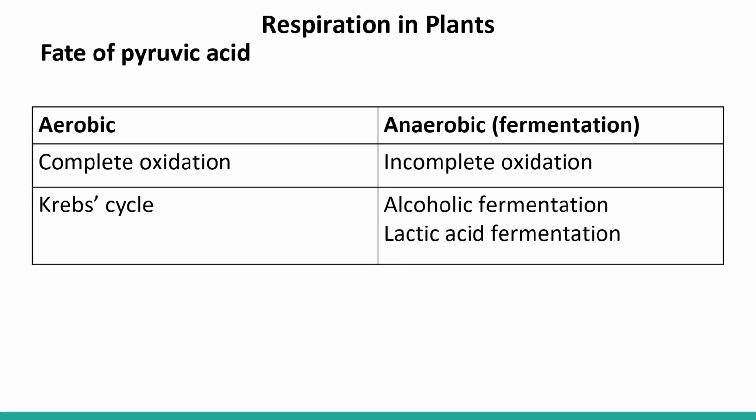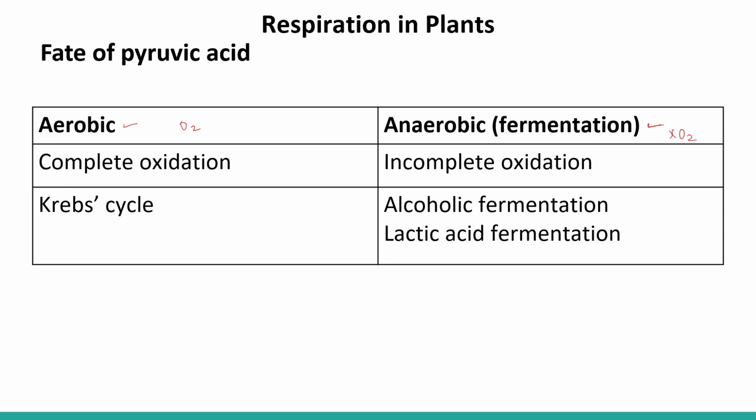Now moving on to the next step. Pyruvic acid, or pyruvate, is produced now. 2 molecules of pyruvate are produced. Depending on the conditions or the organism, pyruvic acid can either enter aerobic respiration or follow the anaerobic pathway. In aerobic respiration, oxygen is required, whereas anaerobic respiration happens without oxygen.